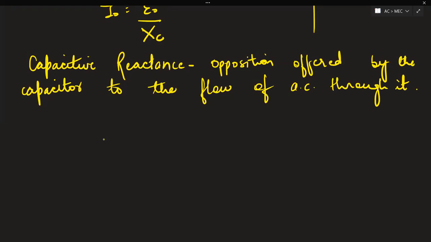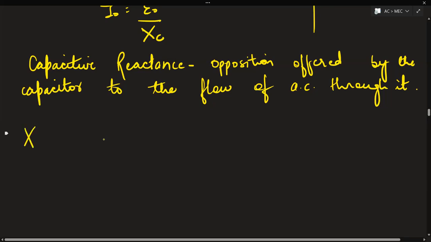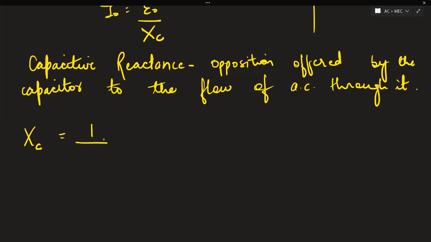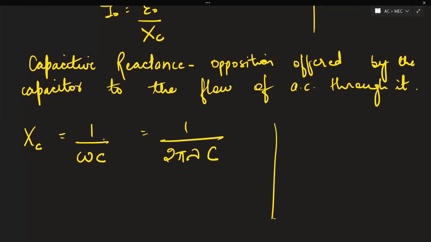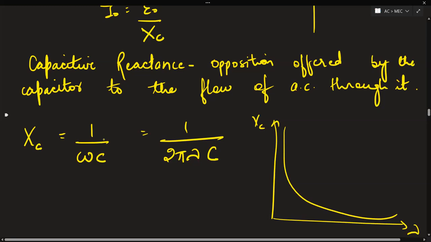Now let's see in a little more detail what this XC is. The way XL was there, try to recall XL. XC is the capacitive reactance. This is written as 1 by omega C. Omega is written as 2 pi nu C. C is the capacitance of the capacitor. All right, class. From here, you can derive one more thing. If you plot the graph between XC versus frequency, you get a hyperbola. Reason? Both are inversely proportional to each other. Got it?